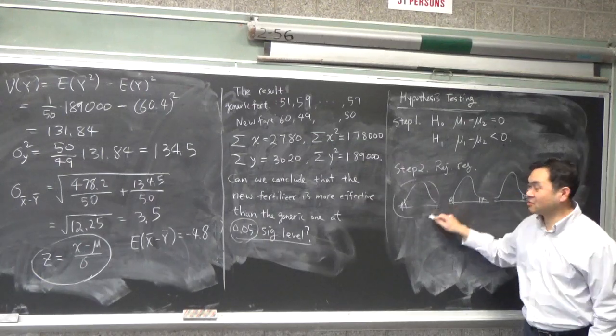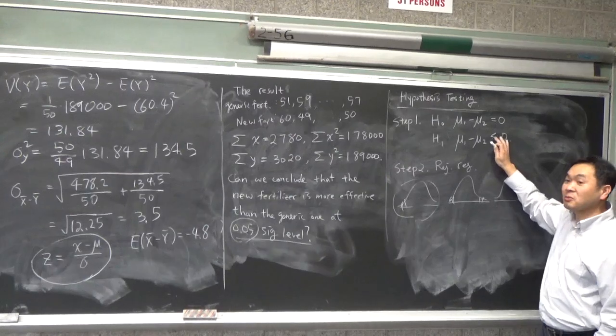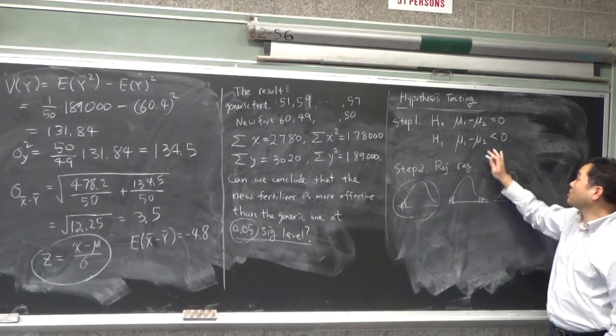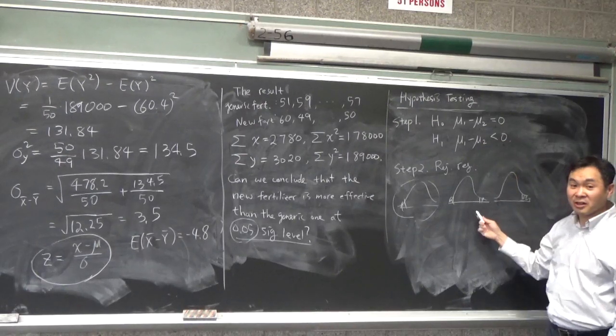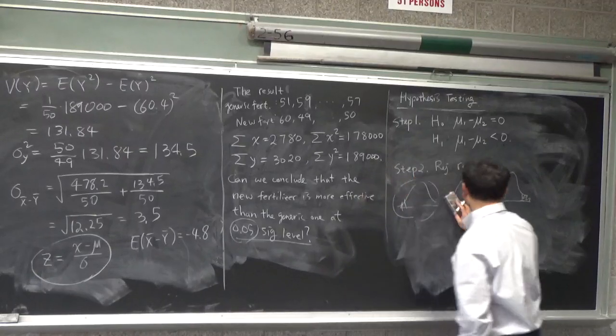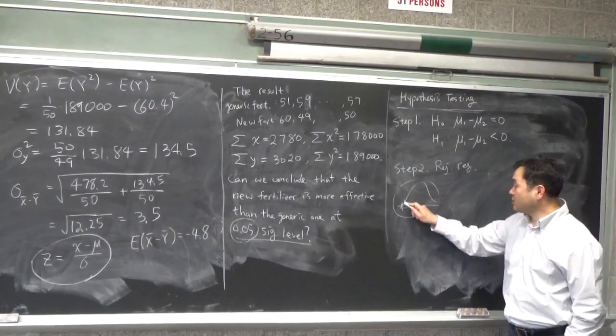Seeing this, which one of these 3 is it? Left tail. This one is because it's less. If you want to prove something's bigger, then it's the right tail. If you simply want to show that this is not equal, then it's two-tailed. So this is the left tail. Let's try to figure out the rejection region with the left tail.